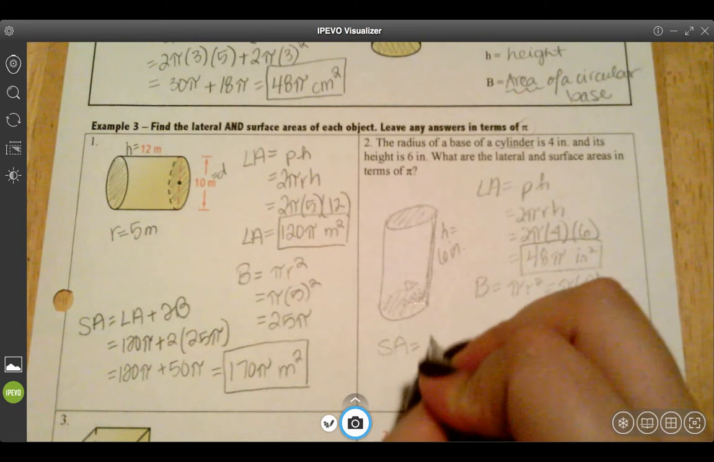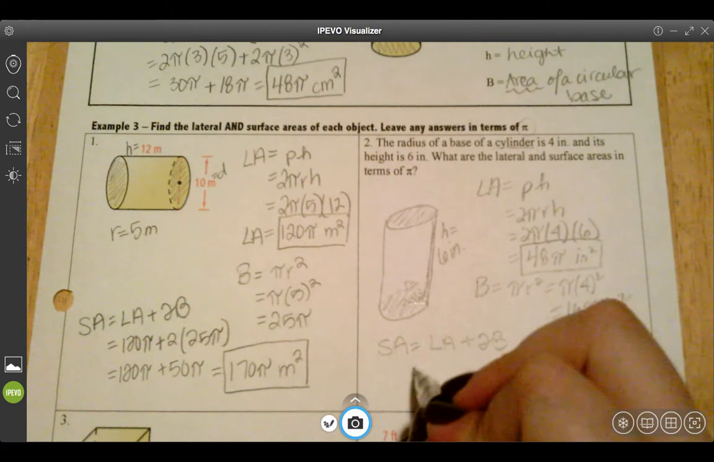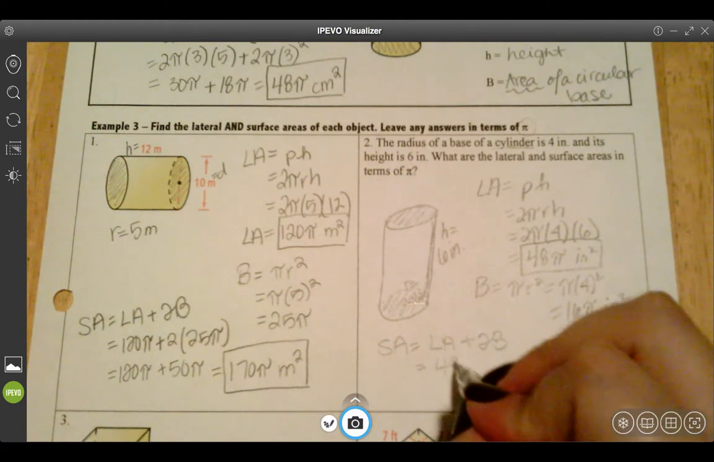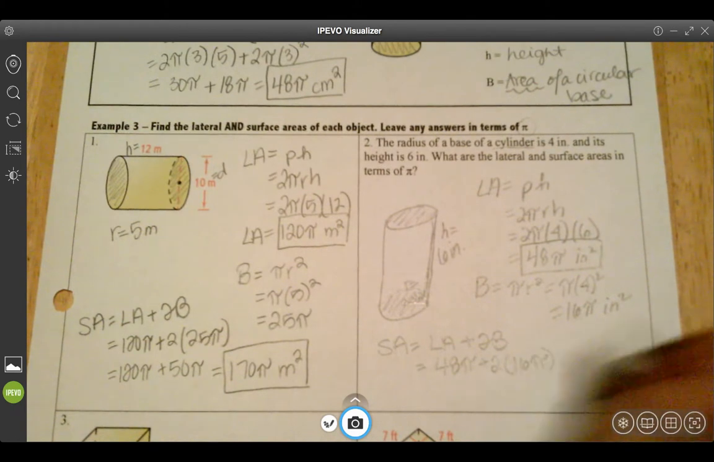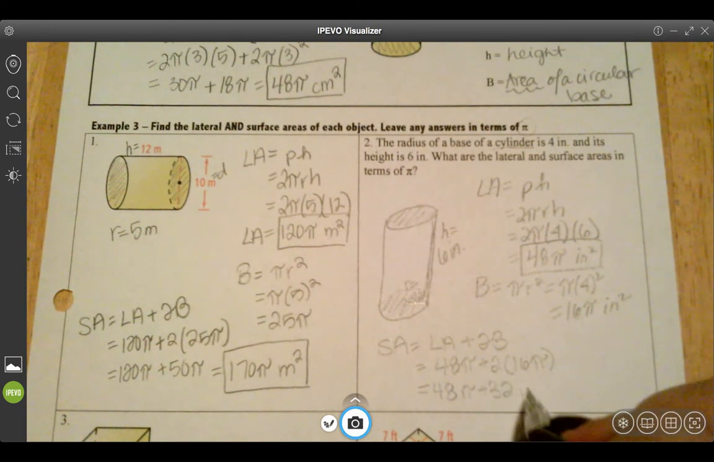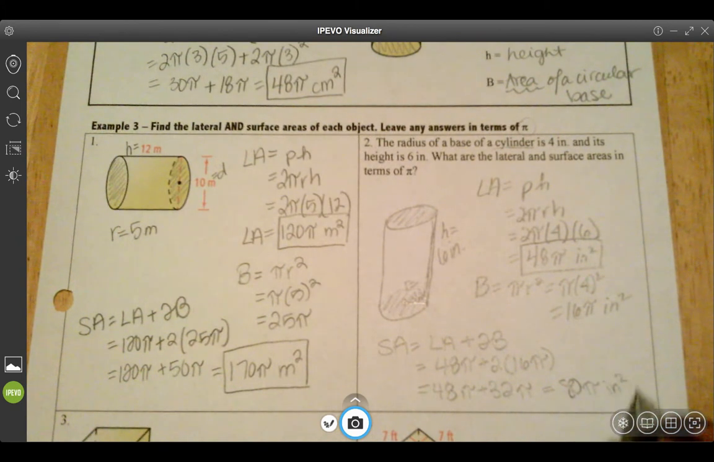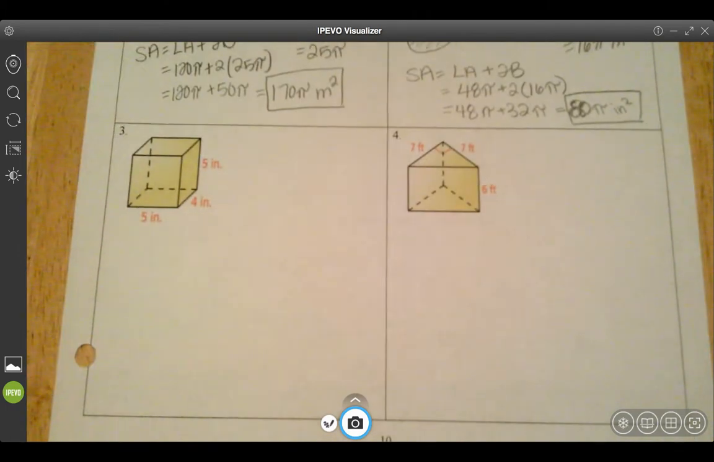Surface area is lateral area plus how many bases do I have? 1, 2 bases. So our lateral area is 48 pi, plus 2 bases, which are 16 pi each. So that's 48 pi plus 32 pi, leaving us with 80 pi square inches. Okay, I'd like you to try number 3 and 4, and we'll go through them together.